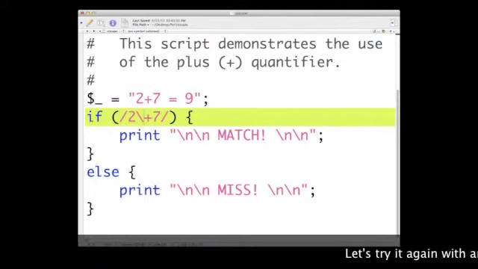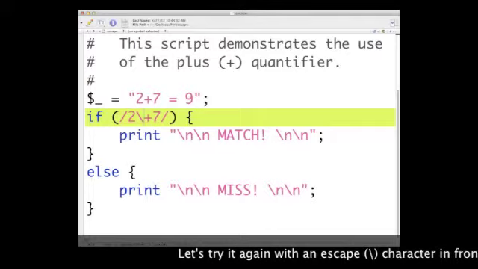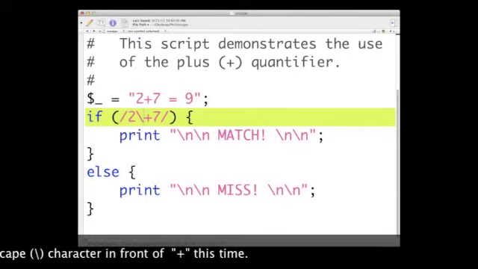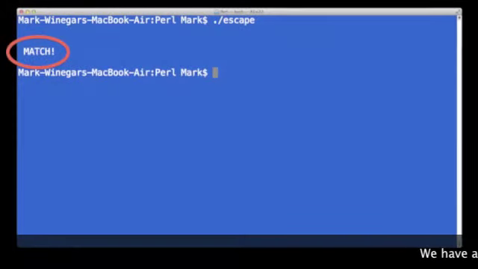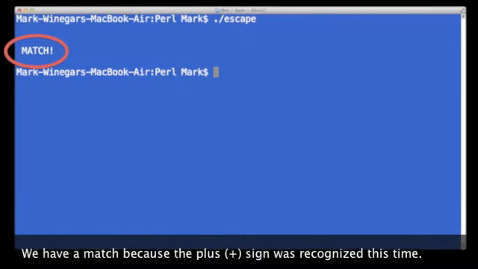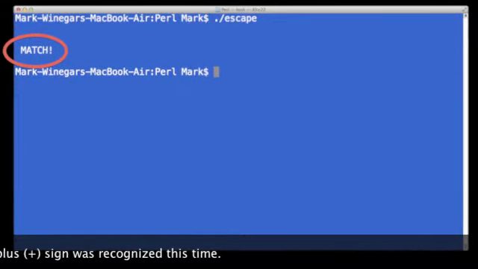Let's try it again, but this time with the escape character in front of the plus sign. And we have a match because the escape character turned off the special properties of the plus sign.